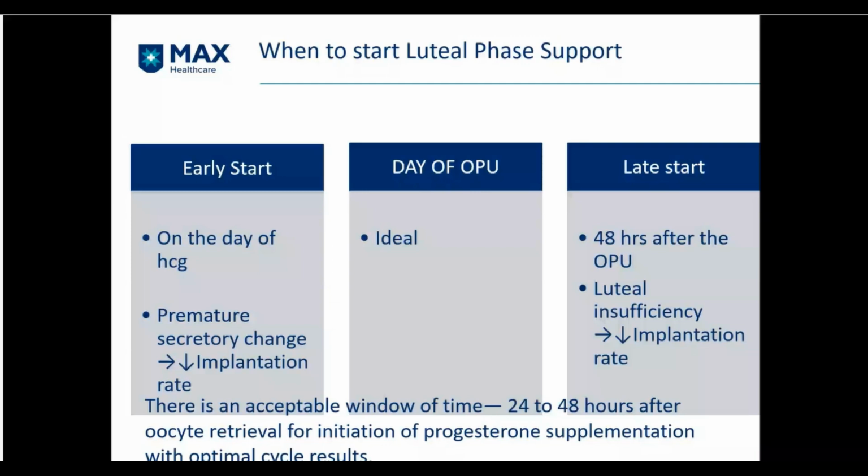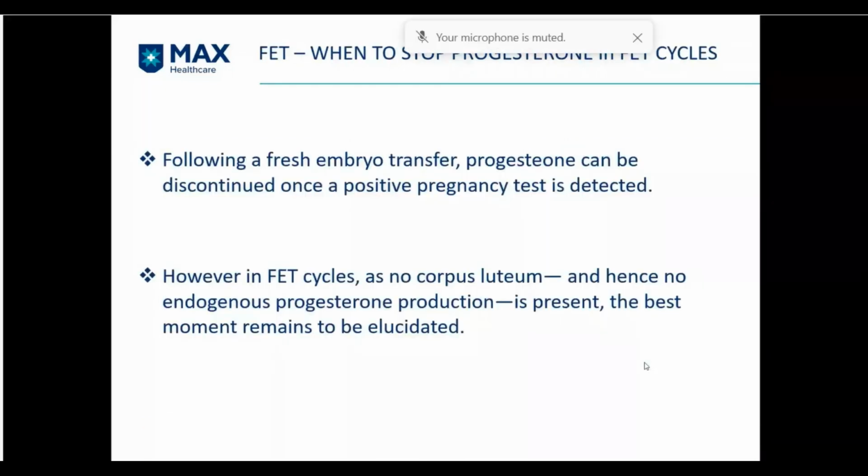So the acceptable window is 24 to 48 hours after the oocyte retrieval. This point again I'll be covering in my HRA guidelines. So following a fresh embryo transfer, progesterone can be discontinued once a positive pregnancy is detected, because in fresh embryo transfer, the corpus luteum is active, whereas in our frozen cycles, we don't have any corpus luteum. So in those cases, we have to continue the luteal phase support for a longer time.